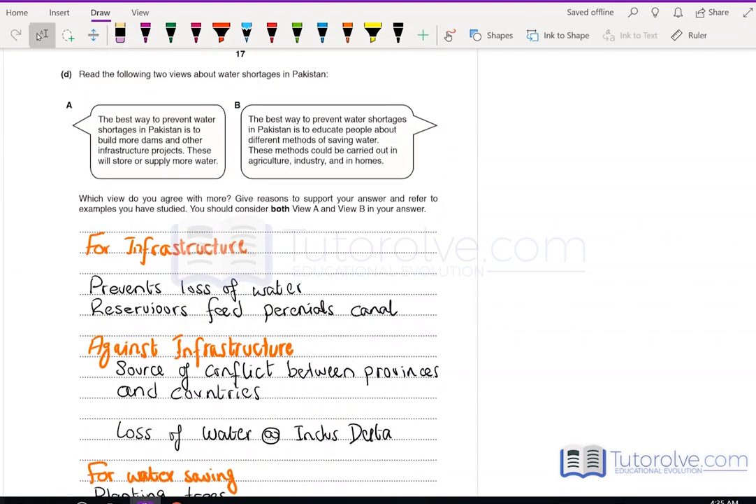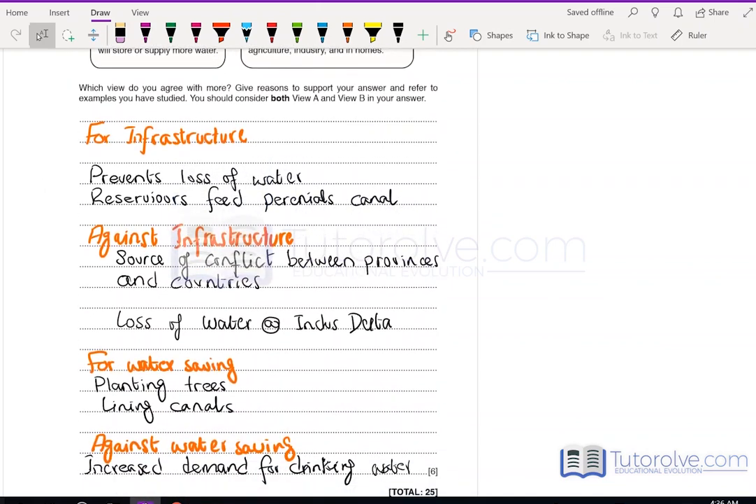Read the following two views about water shortages in Pakistan. The best way to prevent water shortage in Pakistan is to build more dams. Another point of view is that the best way to prevent water shortage in Pakistan is to educate people about different methods of saving water. So now, building dams. Why? Because it prevents loss of water. Reservoirs feed perennial canals, so reservoirs can lead the water into the canals, which can then lead into irrigation, irrigating the whole farmland through the canal irrigation system.